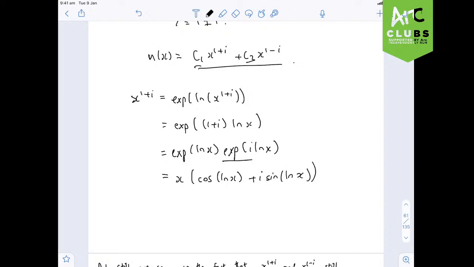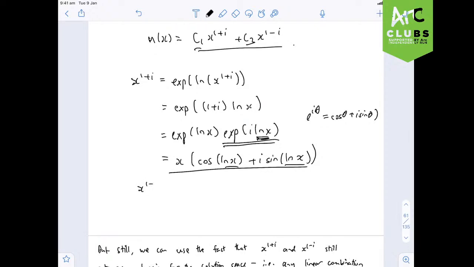Because if you look at this, it's Euler's formula. This is like the theta in e to the i theta equals cos theta plus i sine theta. But in our case, the theta is ln x, so just put it in. And we get this for x to the 1 plus i. Similarly, we have x to the 1 minus i is x times cos ln x minus i sine ln x.